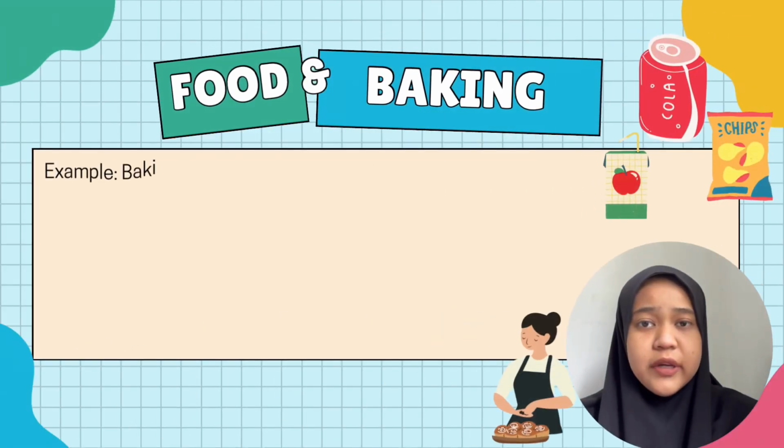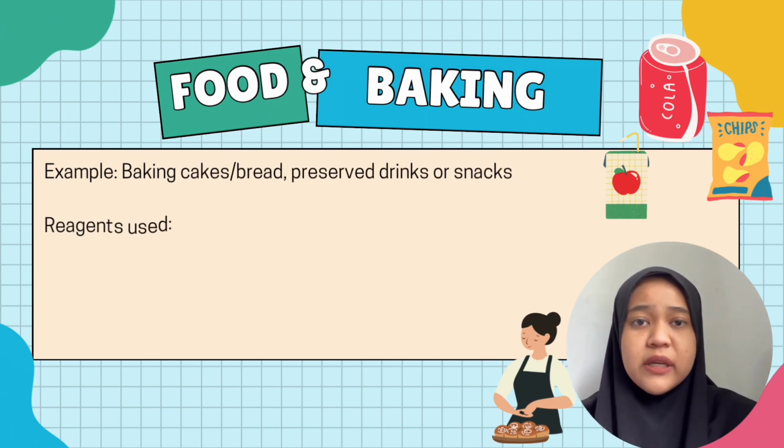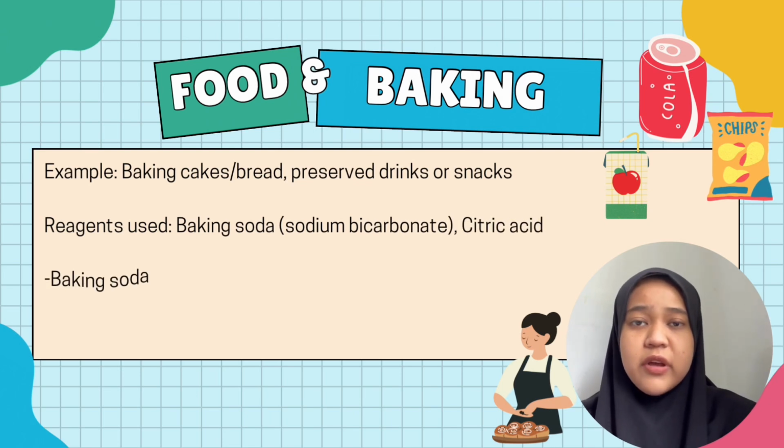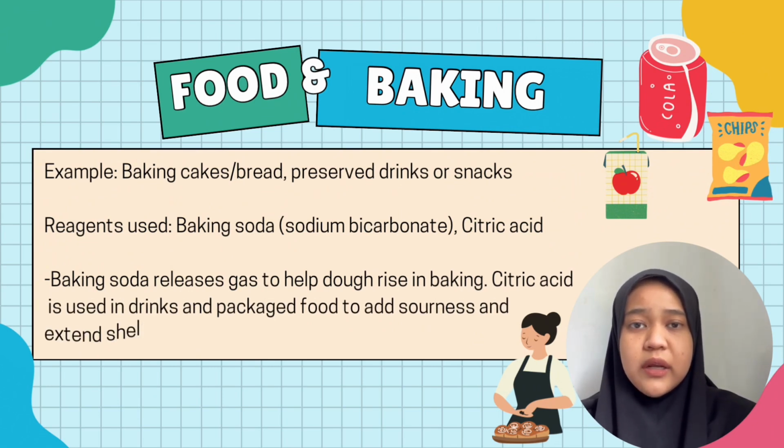Next is food. If you ever bake cakes or bread, you probably use baking soda. That's actually a chemical reagent and it reacts with acidic ingredients to produce bubbles of gas. This will make your dough rise and become fluffy. And then there is citric acid, which is used in many drinks or packaged foods to help preserve them and give a sour flavor. So even in our favorite snacks, chemical reactions are happening.